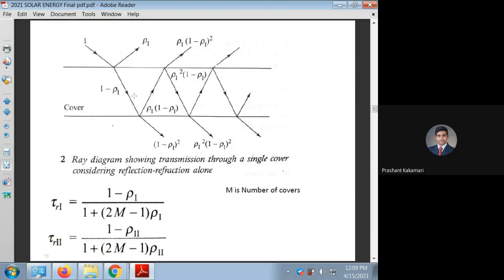And this same phenomenon is also taking place with the refraction. The refraction phenomenon, if you see here, depends on the reflectivity of the cover, and that reflectivity of the cover is rho 1.